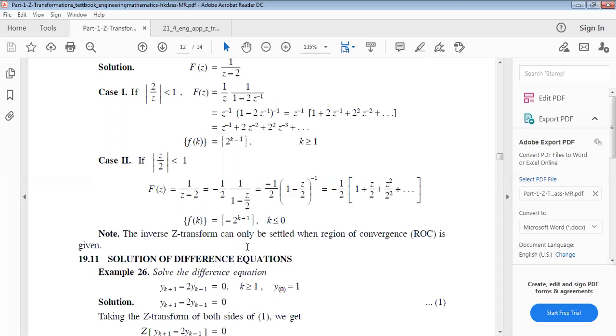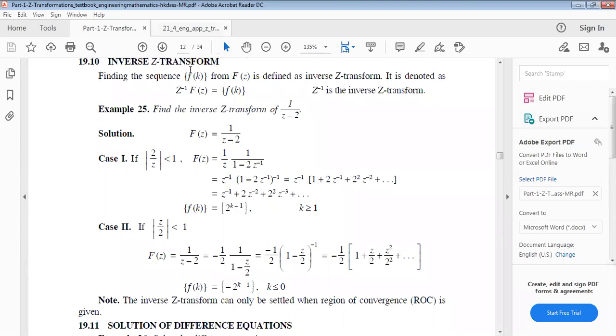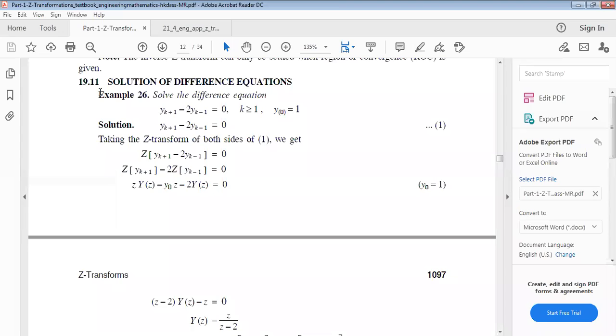Actually, the inverse transformation can only be settled when the region of convergence is given. So this is actually our required inverse transformation. Now, another example of Z transformation, inverse Z transformation: solve the difference equation. We have to solve this equation.